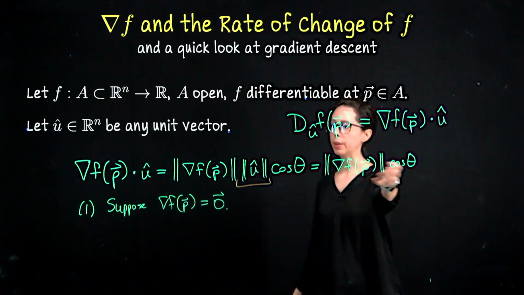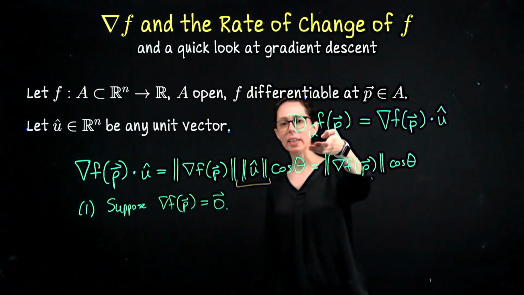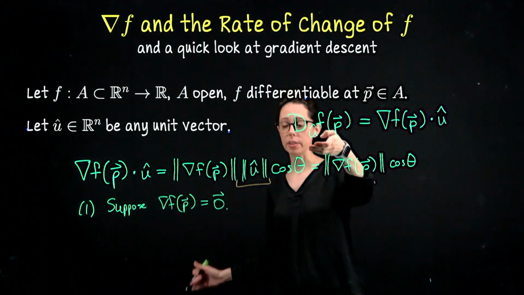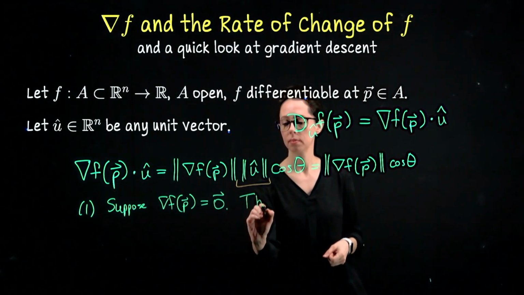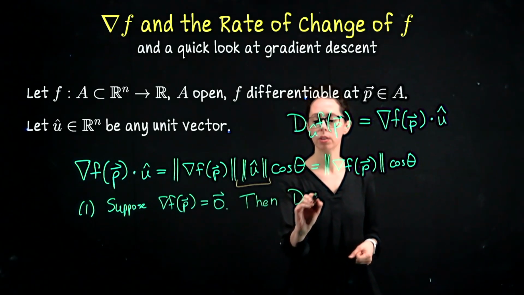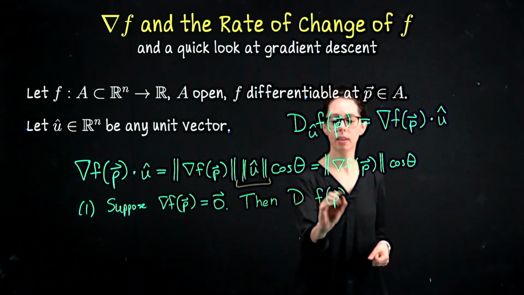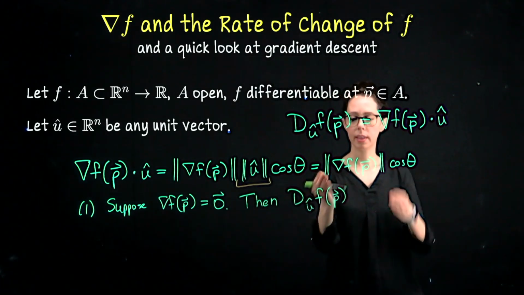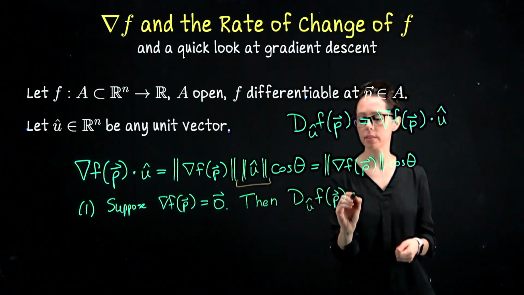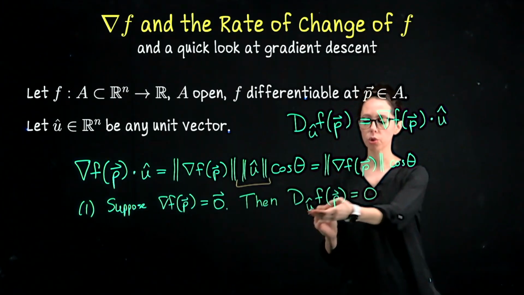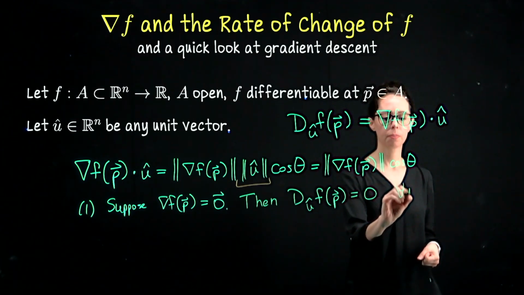Well, the length would be 0. So the directional derivative in any direction indicated by u is 0. So I'll say the directional derivative of f at p in the direction of u is 0 times whatever the cosine is. And this is true for any u.